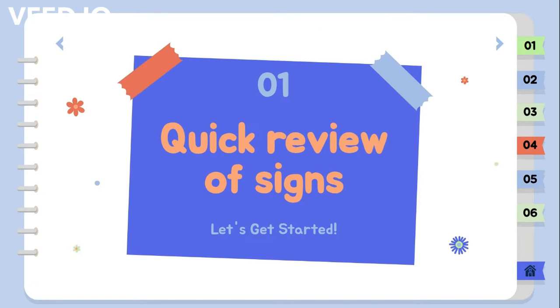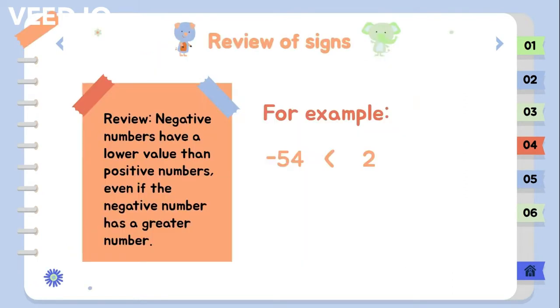So in chapter 1, let's start off with some quick review of signs. Negative numbers have a lower value than positive numbers, even if the negative number has a greater number. For example, negative 54 is less than 2. Because in negative 54, there is a negative sign, while there is no sign in front of the 2. There is an invisible plus sign in front of the 2, but we still refer to it as a positive number.